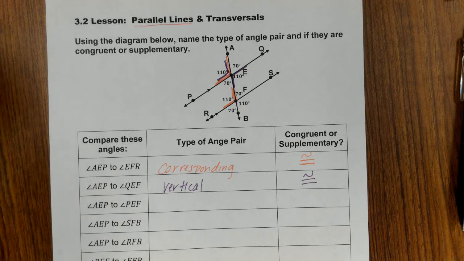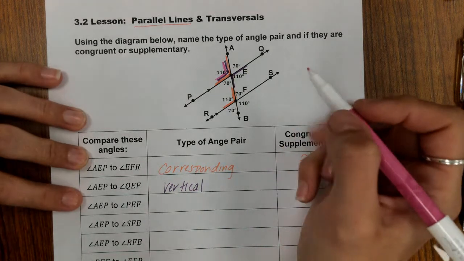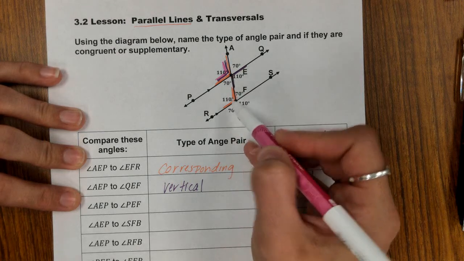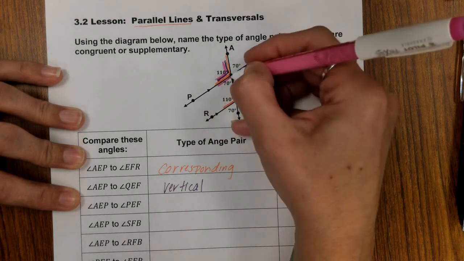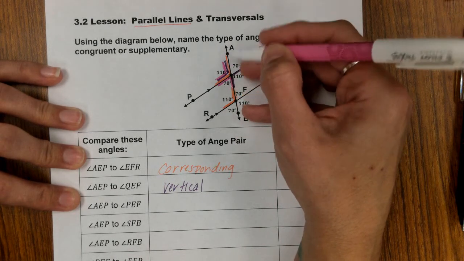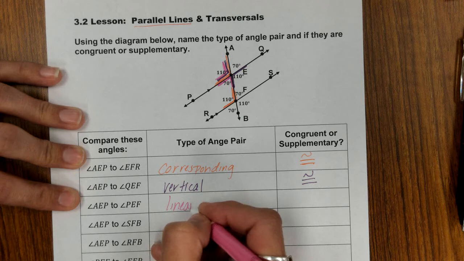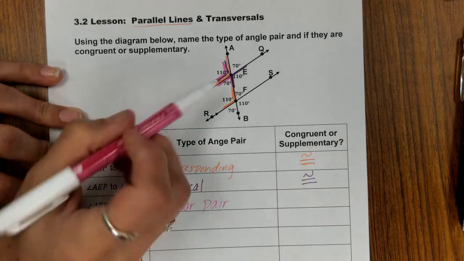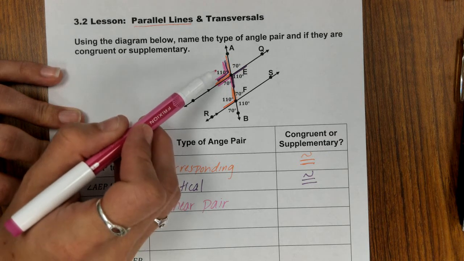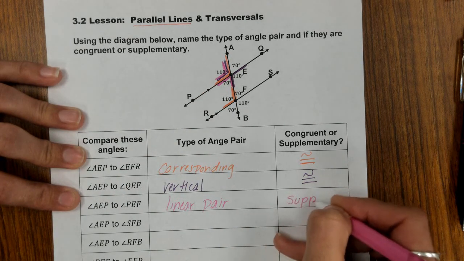Next, let's take a look at angle AEP. So we're still looking at AEP right here. And we're going to compare it to angle PEF. So from P to E down here to F. So PEF. These two right here that I have in pink are right next to each other on a line. So here we have a linear pair. We take a look at our two angle measurements. Now we have 110 and 70. So they're absolutely not congruent. But when you add them together, they equal 180. So now we have supplementary.